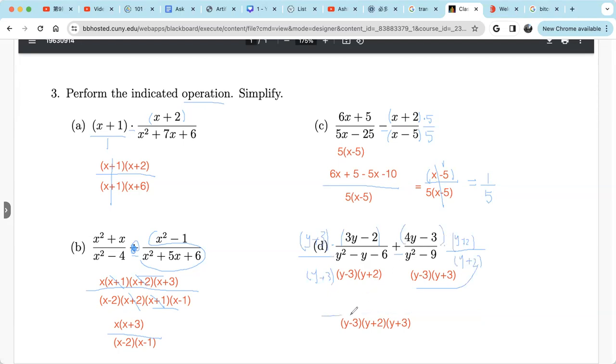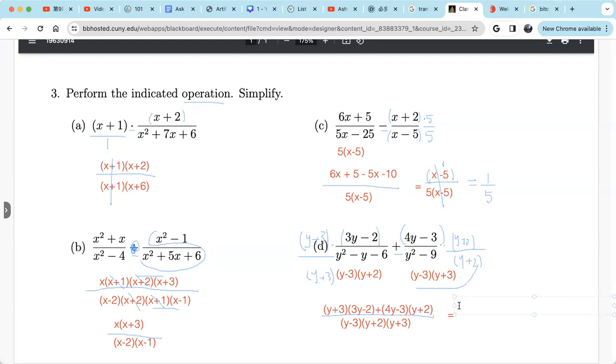So the numerator, let's write it once. The numerator we have y plus 3 times 3y minus 2 plus 4y minus 3 times y plus 2. Right? Then the rest is just simplifying. The common denominator doesn't change. So let's simplify the numerators.